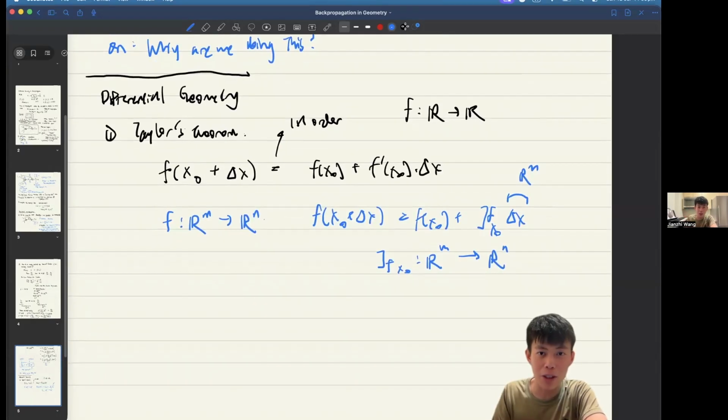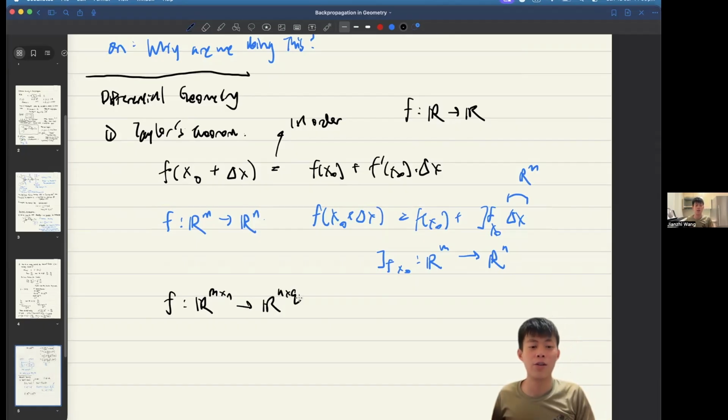Now let's upgrade the difficulty again, right? What if f goes from R^(m by n) to R^(m by q)? You'll say something like, sure, we can just flatten the coordinates, but that is a very messy way to think about it. The thing I want to mention here is that this Jacobian term is really interesting, or this derivative term.